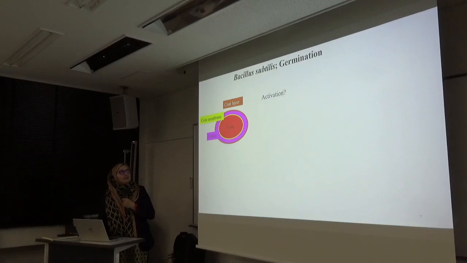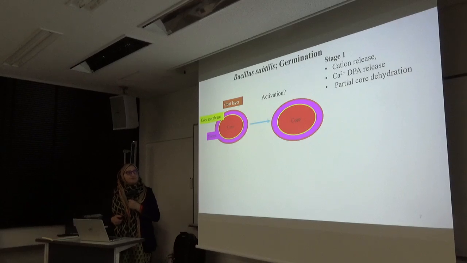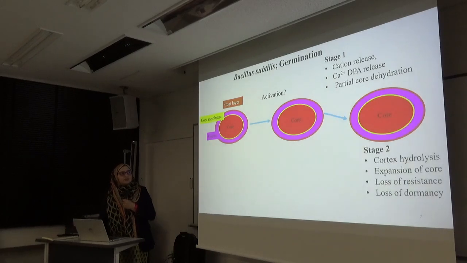When the spore comes across nutrients, for example peptides, amino acids, or some favorable condition, it activates the GR receptors in the core membrane, and then changes occur inside the spore. For example, a lot of cations are released, and calcium DPA, dipicolinic acid, is released, and then we can see the partial dehydration of the core. As the process continues, it goes to stage 2, where, because the core has become dehydrated and cations have been released, enzymes are released into the cortex.